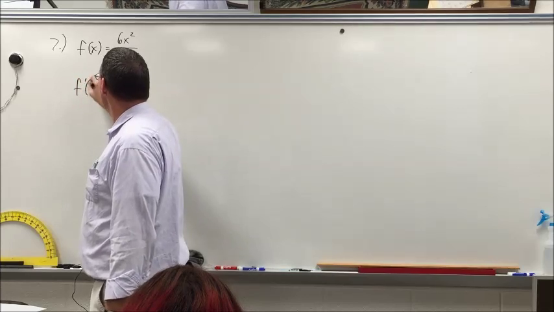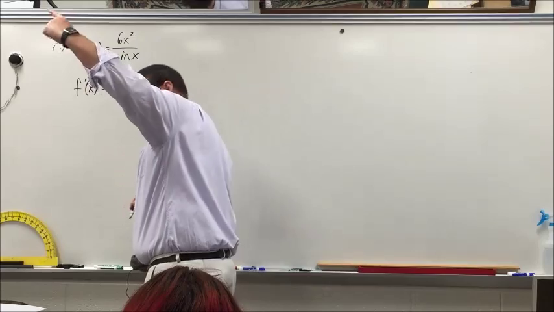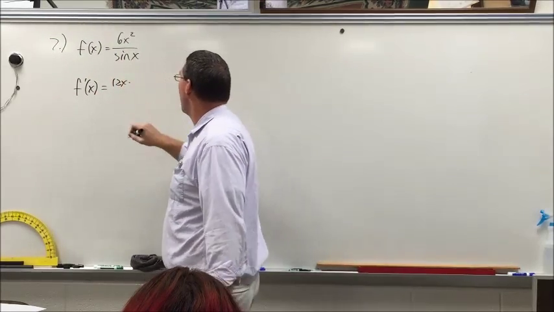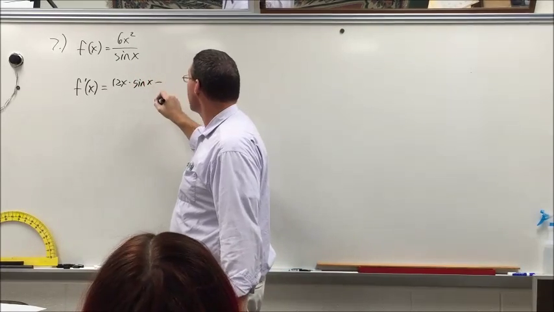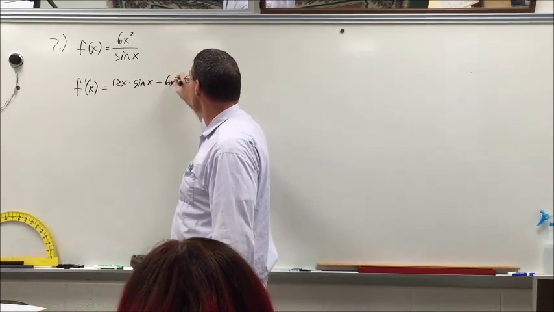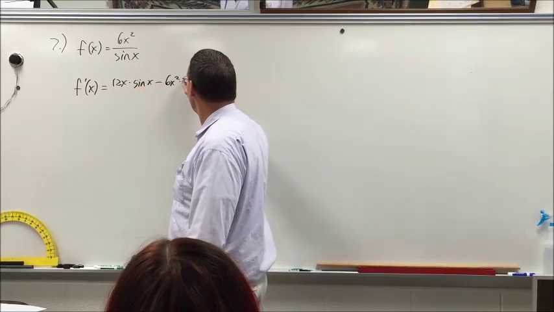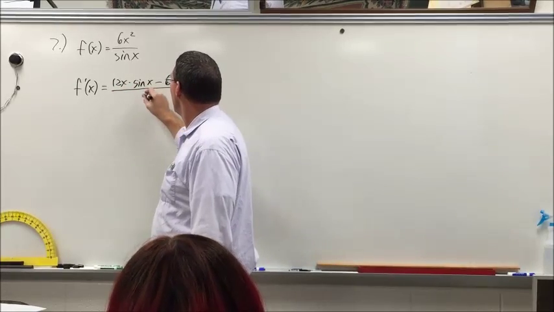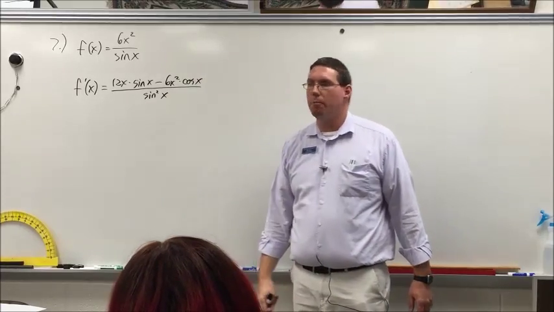All right, so f prime of x here is going to be the derivative of the top, which is 12x, times the bottom, sine of x, minus the top, 6x squared, times, and what's the derivative of sine of x? Cosine of x, all over sine squared of x, the bottom squared. There we go, derivative done, moving on.